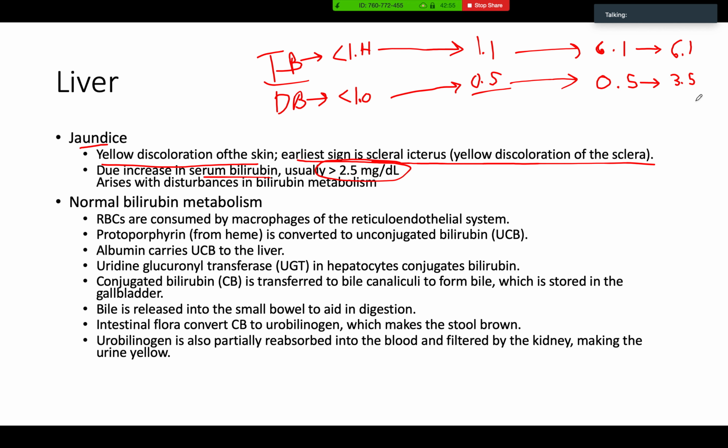So great, excellent, obstruction. And then the other thing I would like you to consider is any kind of hemolytic state. Anytime your patient has increased breakdown of their red blood cells, that is going to cause an increase in the amount of bilirubin overall in the body.